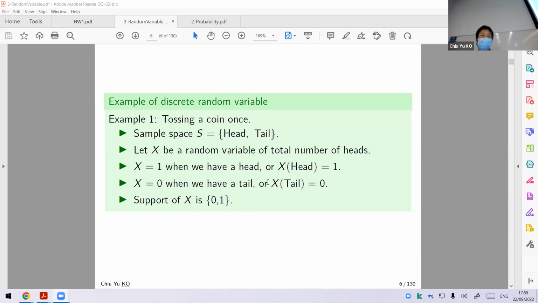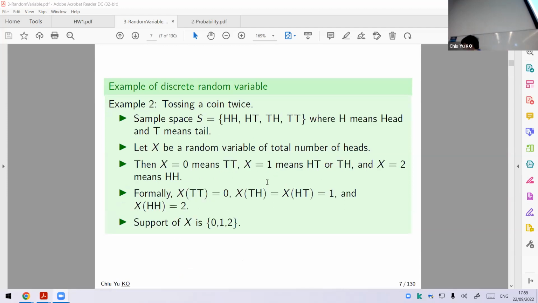Is that okay? So next, you see the benefit of doing it. If you have a sample space of tossing a coin twice, it's either head head, head tail, tail head, or tail tail. So you have 4 outcomes. Now you consider the case where we have a random variable of the total number of heads.